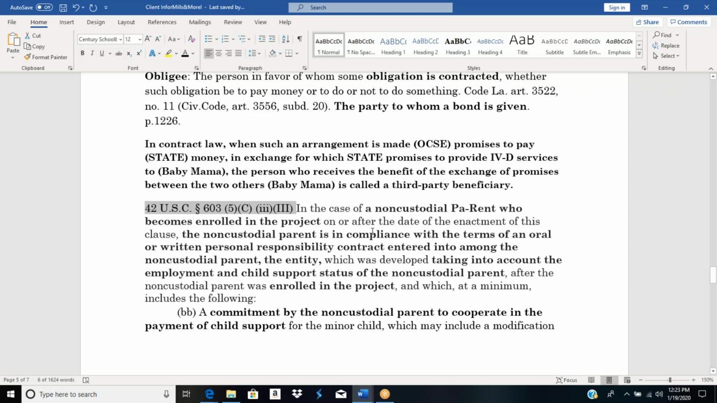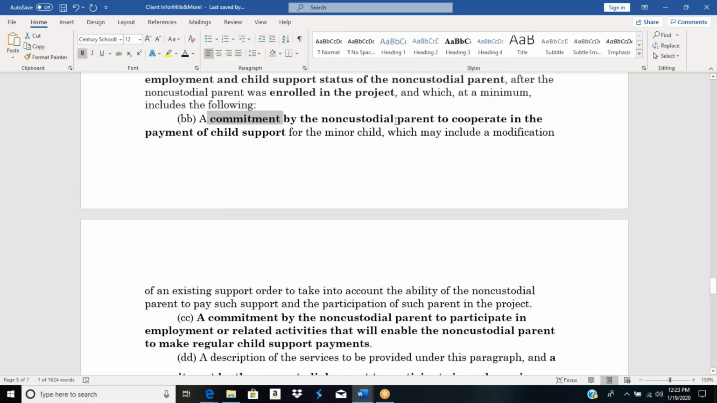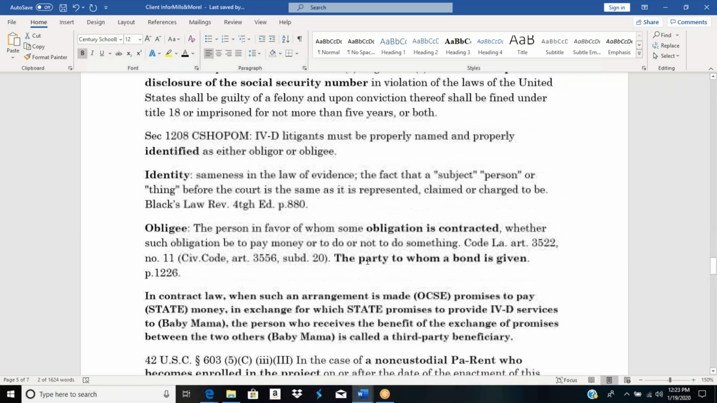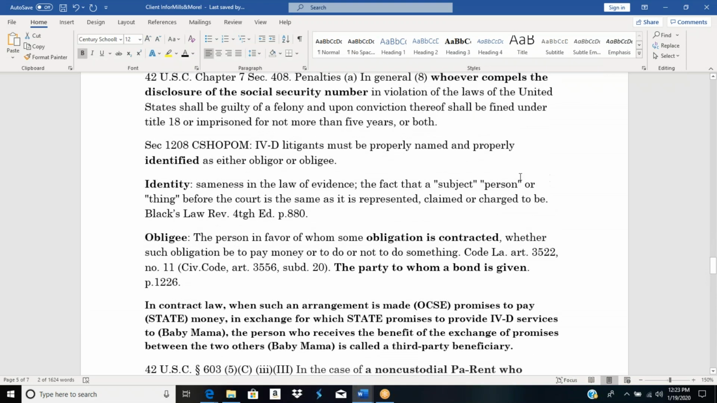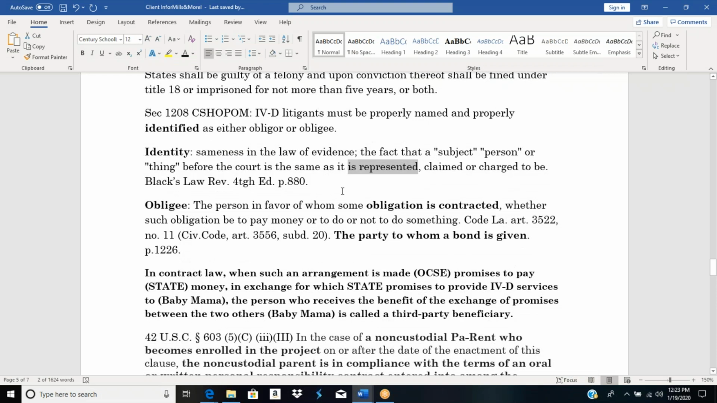But more importantly, when did I make a commitment? When did I succeed to a non-custodial pay rent? And now, look, when did I become a subject, person, or thing as the same as the court is represented? I don't think so. All right.